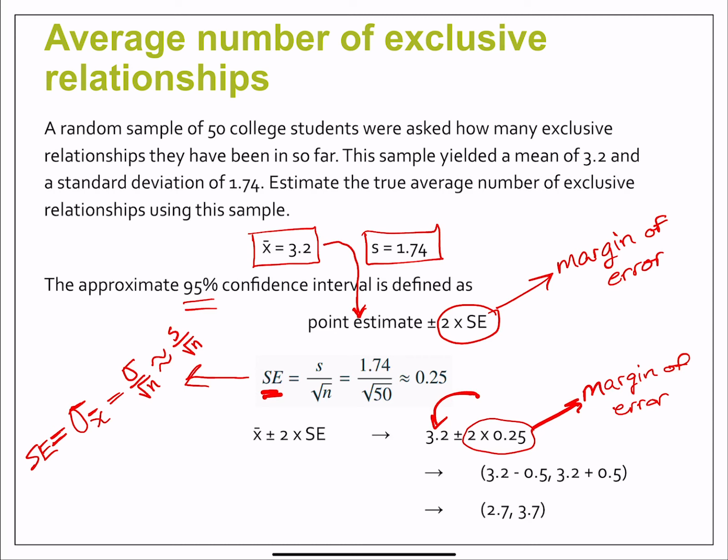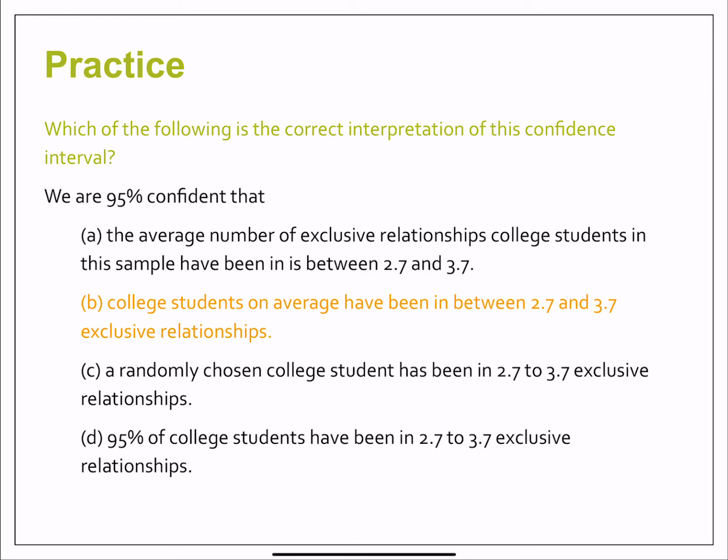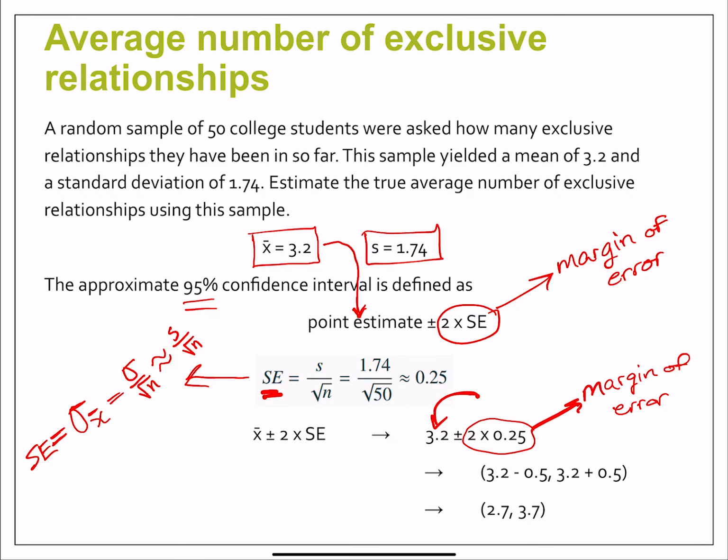So we're saying that the actual average number of exclusive relationships these college students have been in is going to be between 2.7 and 3.7. The actual number will be between those two things, 2.7 and 3.7. And with that, we are done.